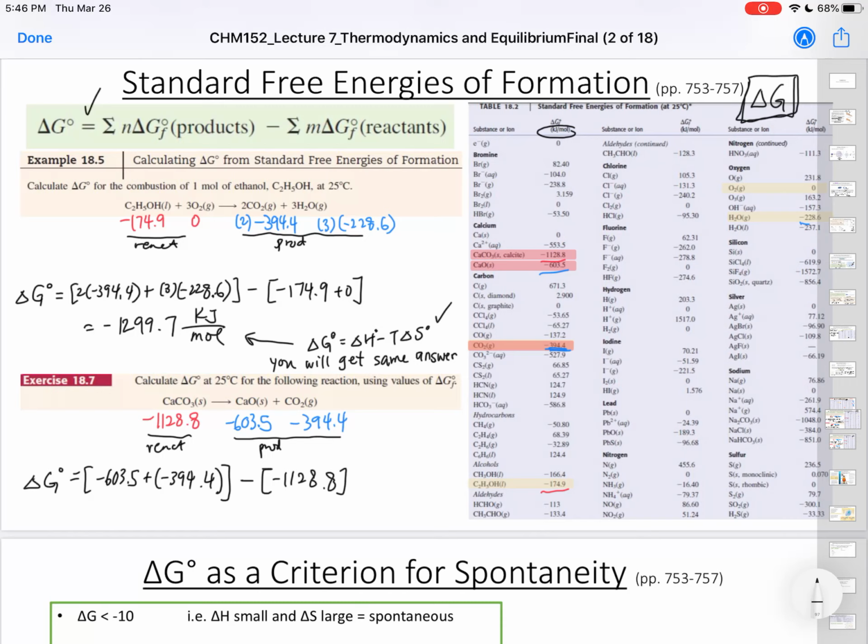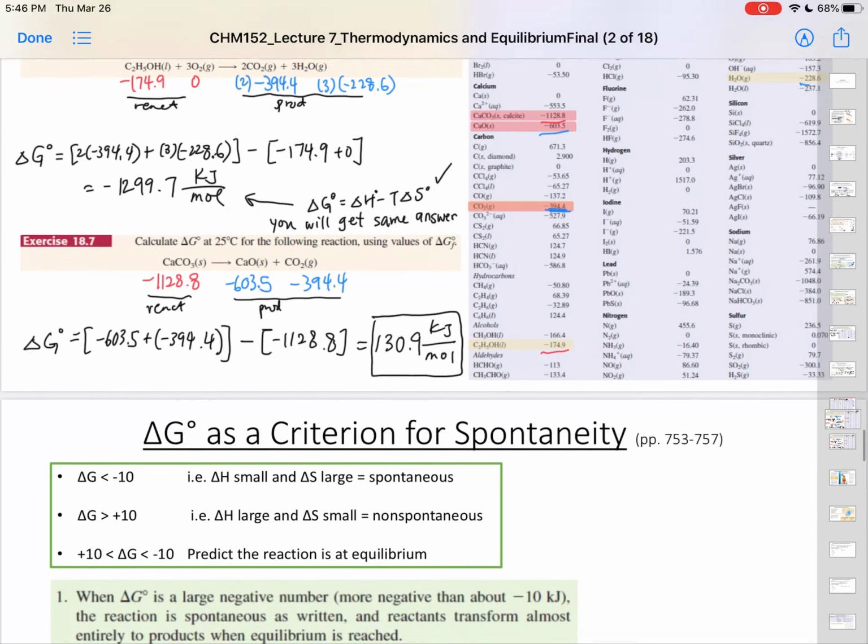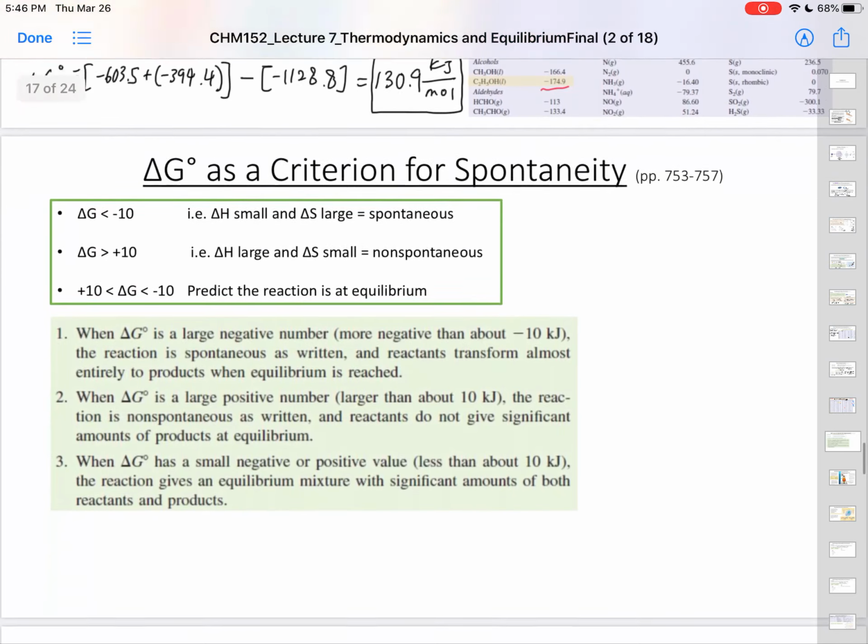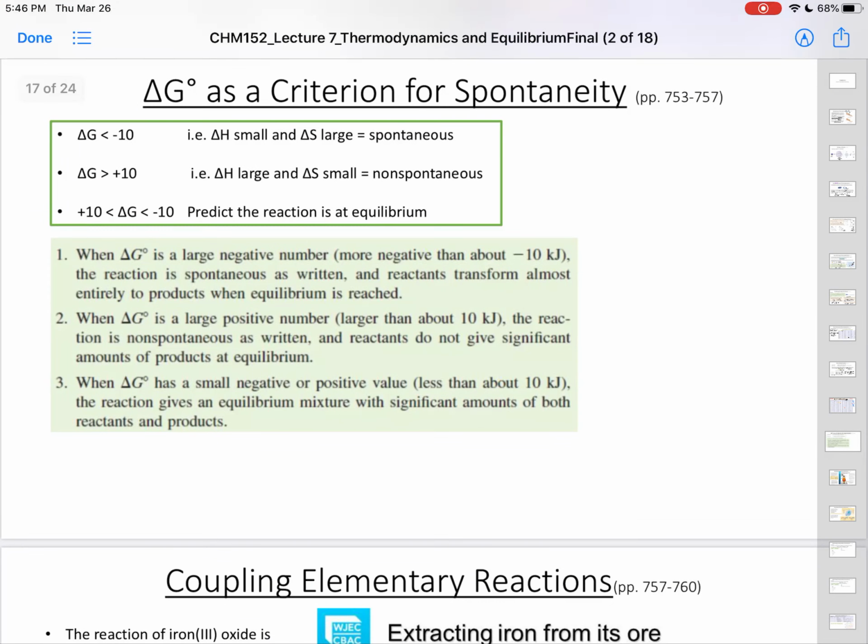If you did this math all the way through, you're going to get 130.9, and we are in kilojoules per mole. Hopefully you have an idea of how to do all of these, both ways of calculating delta G, or Gibbs free energy.